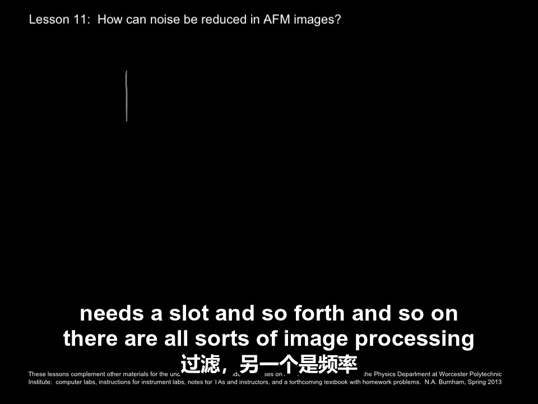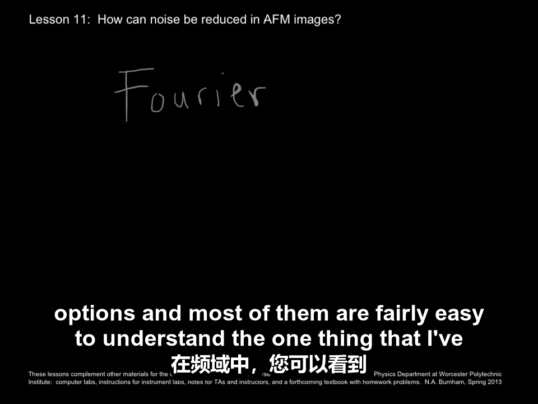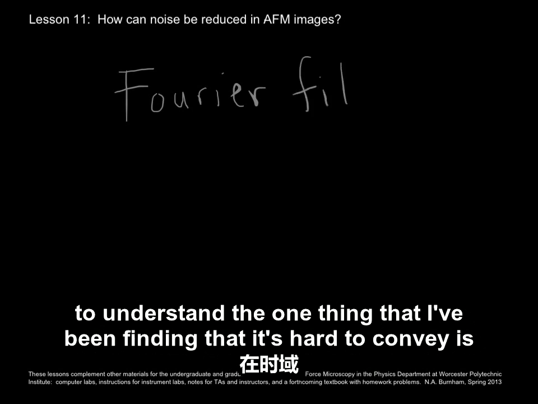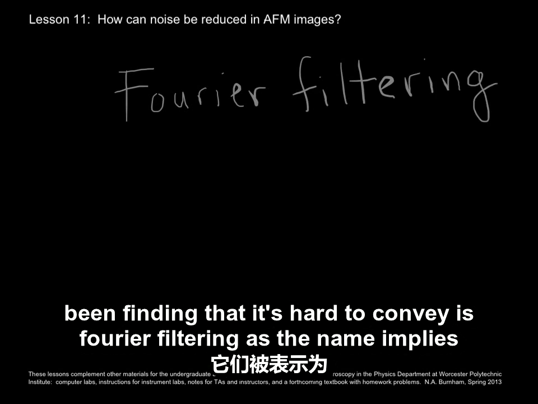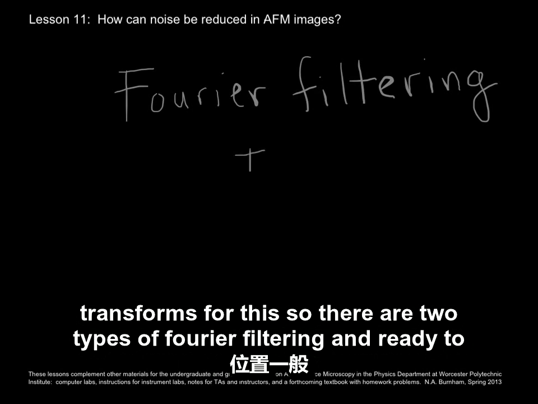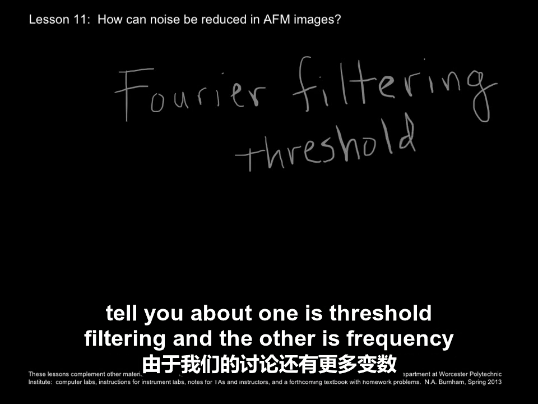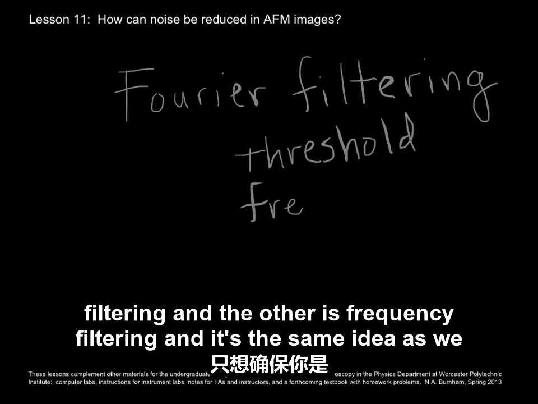There are all sorts of image processing options, and most of them are fairly easy to understand. The one thing that I've been finding that is hard to convey is Fourier filtering. And as the name implies, we're going to be using Fourier transforms for this. So there are two types of Fourier filtering I'm going to tell you about. One is threshold filtering, and the other is frequency filtering.